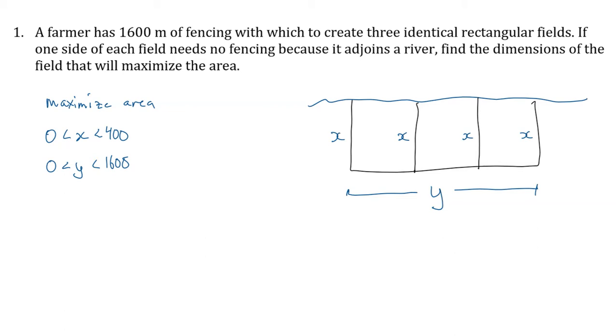All right, so we've got our diagram, John. We've got what we're maximizing, defined our domain. Area is length times width, which is y times x, or x times y. We need an equation in one variable. So what do we do?